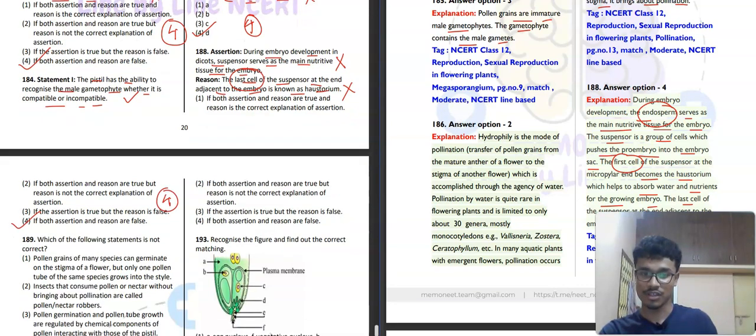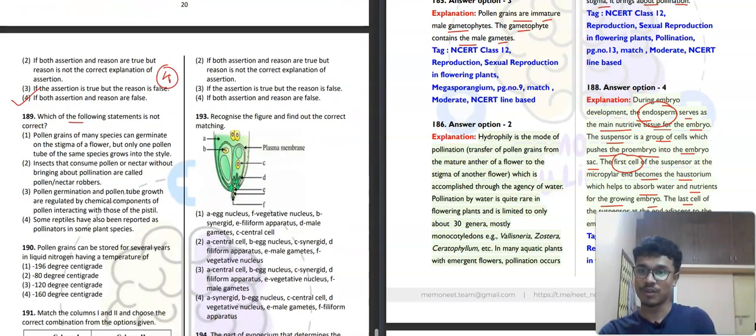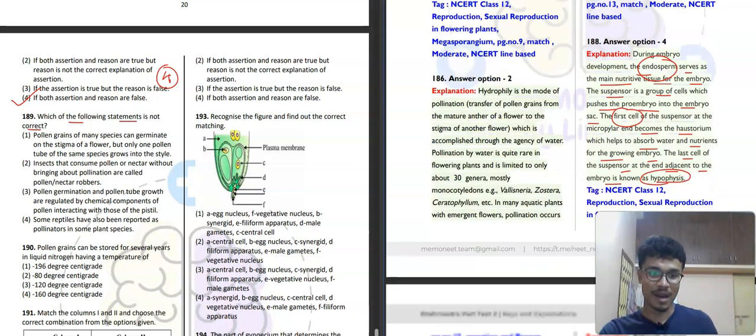Now moving towards the next question, 189. Which of the following statements is not correct? Pollen grains of many species can germinate on the stigma of a flower, but only one pollen tube of the same species grows into the style. Next one is insects that consume pollen or nectar without bringing about pollination are called pollen or nectar robbers. Third is pollen germination and pollen tube growth are regulated by chemical components of the pollen interacting with those of the pistil. Now the last one is some reptiles have also been reported as pollinators in some plant species.